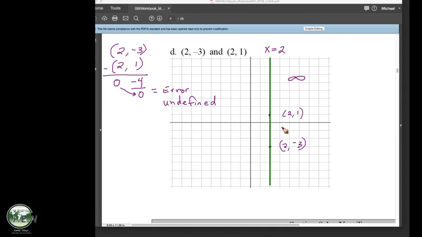We'll come back, we'll call it undefined. But also notice with this infinite slope, we've got a vertical line. Notice we do have a horizontal intercept, but no vertical intercept. I think we talked about this before.